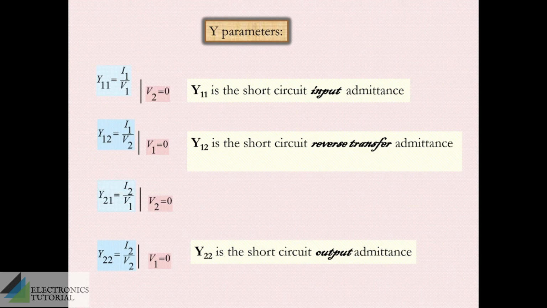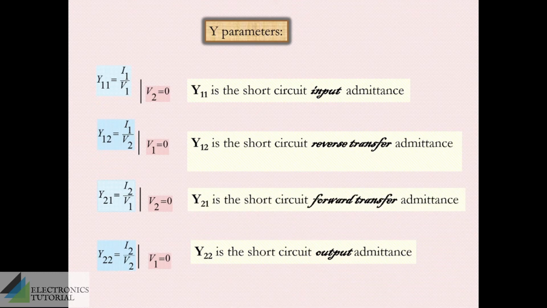And the last one, Y21. Here also 2 and 1 are involved. So it will be a transfer condition and the direction can be mentioned as forward because it is from output port to input port. So we are terming it as short circuit forward transfer admittance.